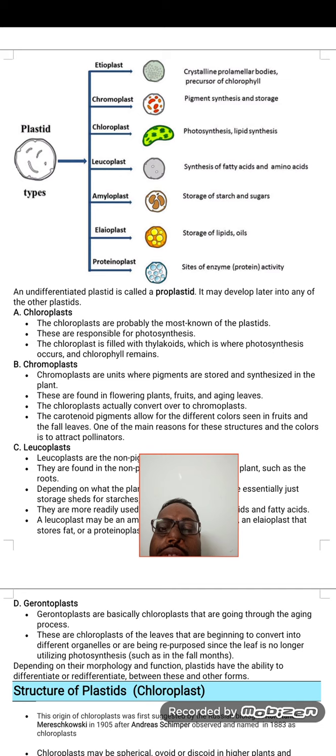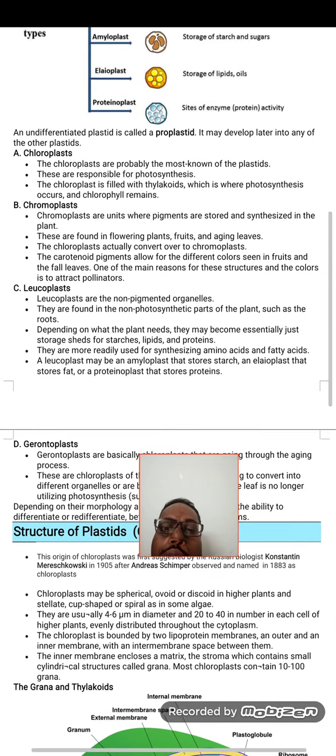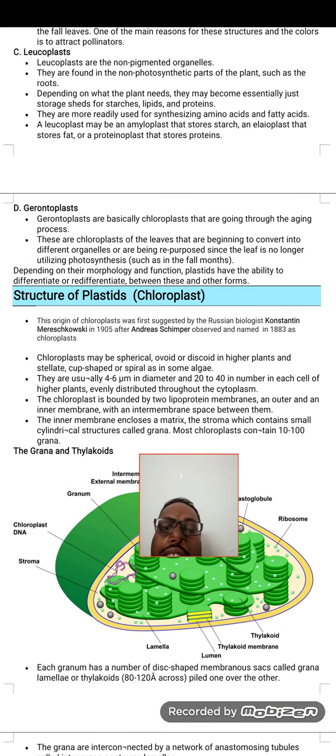So if somebody is asking what plastids are, whether different types of plastids are present, and their functions, you must go into that. Now we are moving to the structure of the plastid which is present inside photosynthetically active organisms, that is the chloroplast, which is a plastid. And why do we call it chloroplast? Because it is a structure which has chlorophyll inside it.